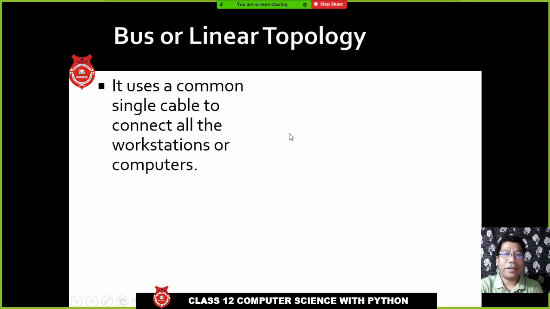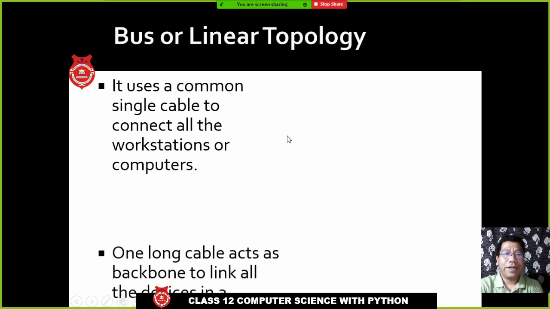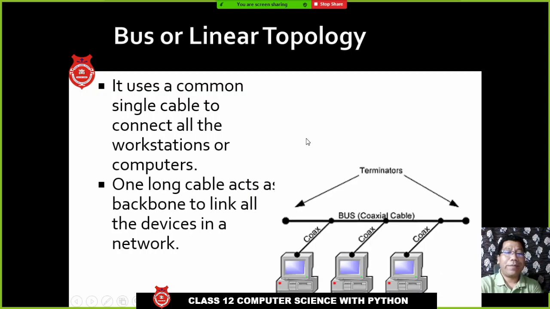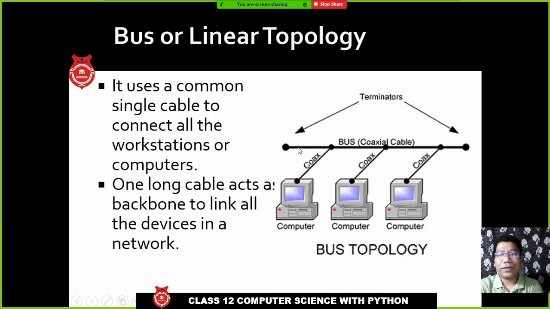The next one is bus or linear topology. It uses a single cable to connect all the workstations or computers. One long cable acts as the backbone to link all the devices in the network. As I have said, I will show you the picture here. In this topology, we have the bus. This is the main cable, which is known as the bus cable or the coaxial cable.